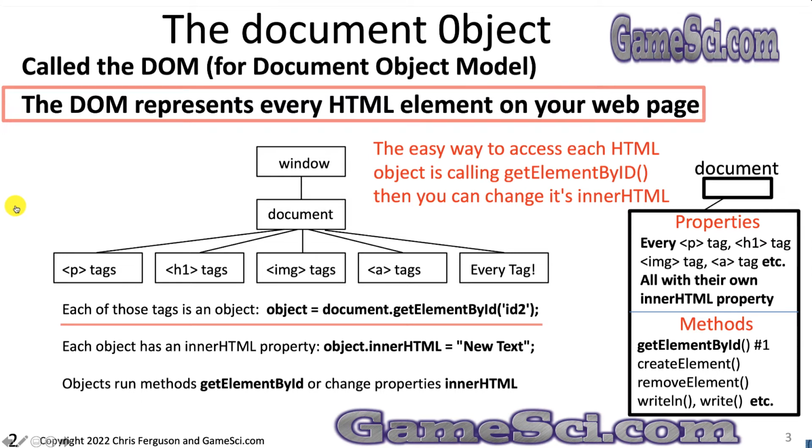The easy way to access each HTML element or object is by calling the getElementById method. Then you can change its inner HTML. So if you look at this line of code down here, I can go to the document object and say inside that, find something with ID 2. So there must be a tag on my web page that says ID equals ID 2. I'm going to extract and access that object. And once I have that object, I can change the way it looks on the web page, mostly by changing or accessing its inner HTML attribute or property.